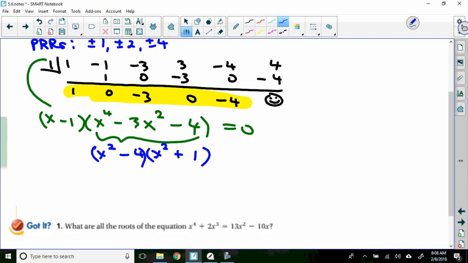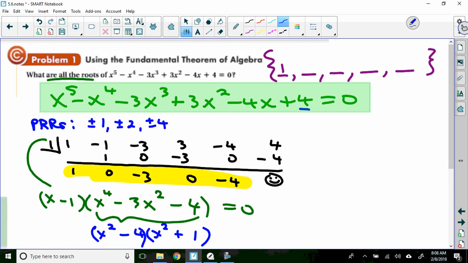So the zero product property says that x squared minus 4 equals 0. Hey, wait a minute. Doesn't that factor into x plus 2 and x minus 2? Okay, so two more answers then are negative 2 and positive 2.